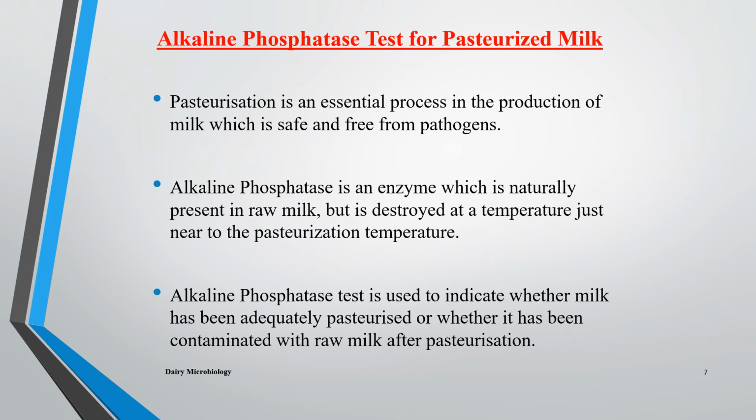So during pasteurization, milk is heated at a temperature between 60 degrees Celsius to 80 degrees Celsius. At this temperature, the phosphatase enzyme, which is naturally present in the raw milk, gets inactivated. So after pasteurization, if that milk contains the phosphatase enzyme, then it will indicate that the milk is not properly pasteurized, meaning milk was not exposed to a temperature between 60 degrees Celsius to 80 degrees Celsius.